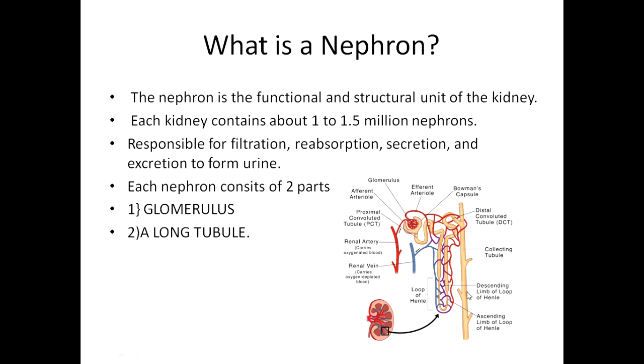If we talk about the parts of the nephron, they are mainly divided into two. One is the glomerulus, and the other one is a long tubule. See this yellow color, this cream color, everything is a tubule, and this red color is the glomerulus. These are the two important parts of the nephron. Again, this long tubule is divided into many subparts that we will discuss in the next slide.